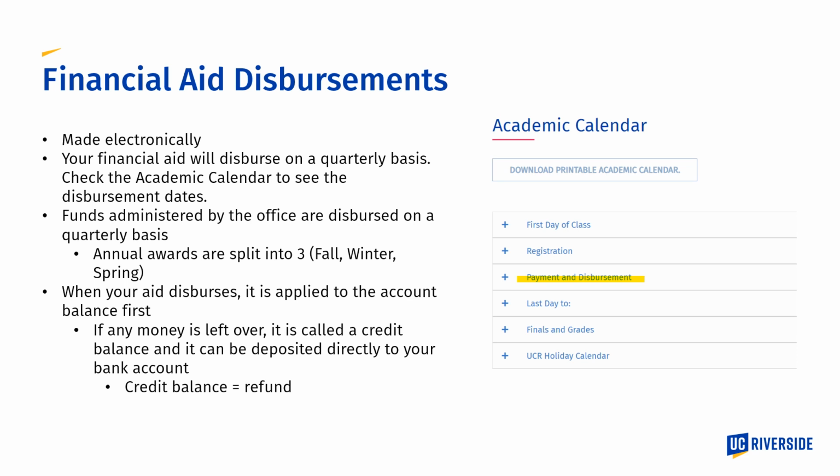One of them refers to the way financial aid is disbursed. Your financial aid will disburse on a quarterly basis to pay for the charges on your account. Because the fall fee payment deadline is September 15th, students must accept their financial aid on time in order for financial aid to be disbursed electronically. If any aid is left over, it is called a credit and a refund will be issued to you, either through direct deposit or via a check in the mail.